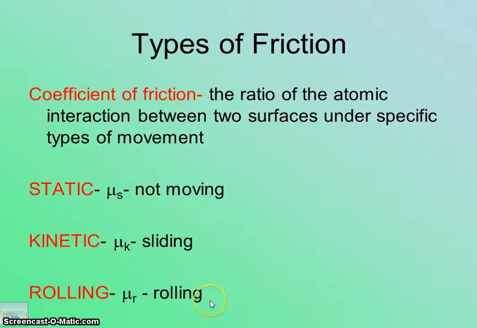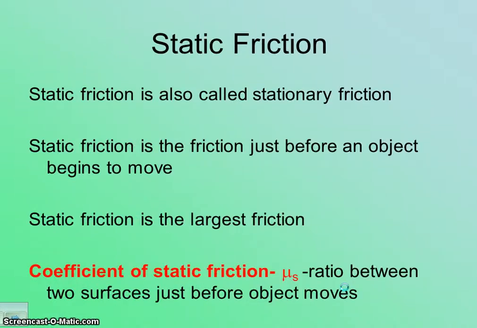Or why do you think they put wheels on things? Or if you're going to move something heavy, they use a hand cart, or they have little caster wheels that they put underneath them. All right, that's so that you are going to be reducing the friction. Okay, with the static friction, also called stationary friction, and as I said before, it's just before you move the object. All right, and static friction of all the frictions, that's the highest. And again, what is coefficient of static friction? It's the ratio between two surfaces just before the object moves.